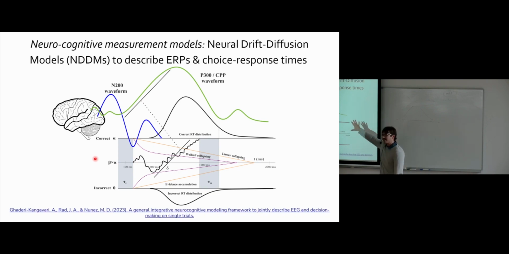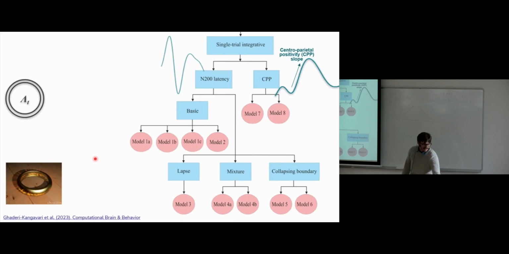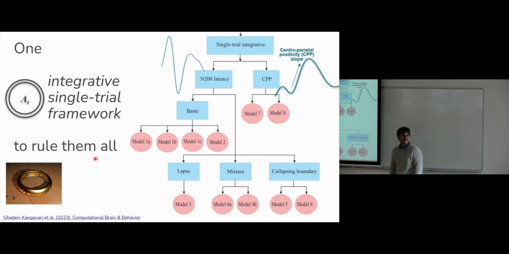So this paper is trying to present the general idea of using EEG as a dependent variable along with behavior. But we fit a ton of different models from this tree. And this is the one integrative single trial framework to rule them all. So it's kind of a general principle of having behavior, EEG, and then having some parameter that changes on single trials that describes both. Okay.